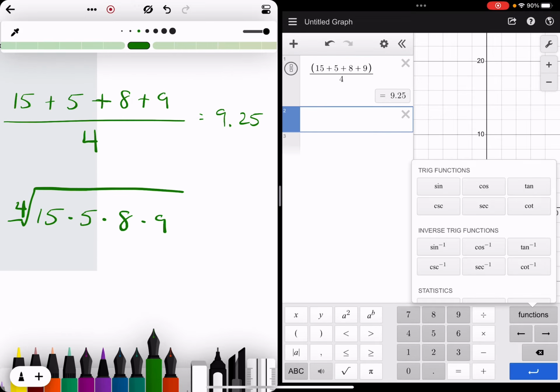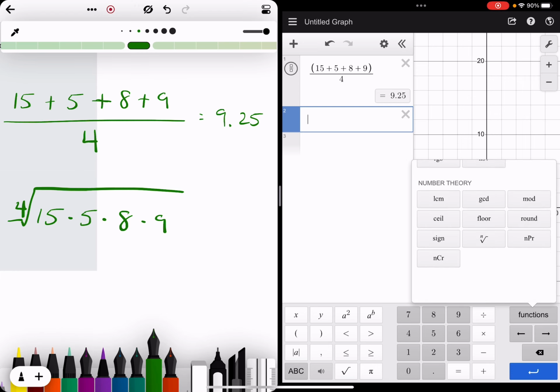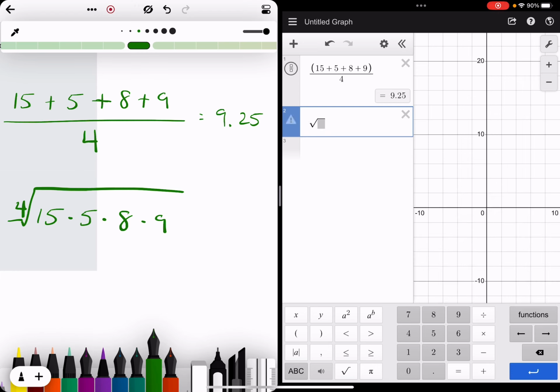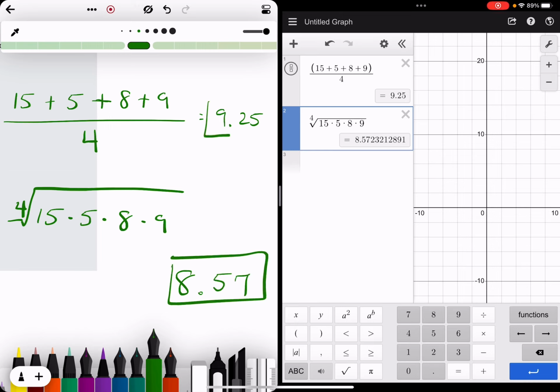So in Desmos, there's a nice function, nth root, right here. And you get to put the n value, the 4, in the root place. And then we just multiply 15 times 5 times 8 times 9. And we get about 8.57.